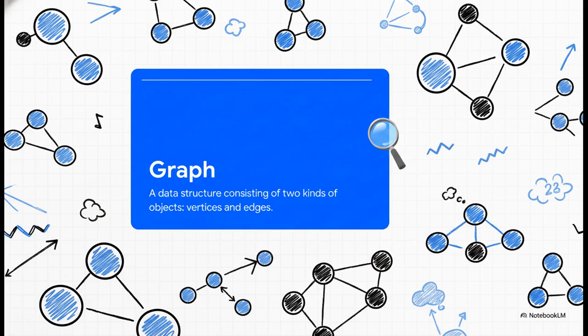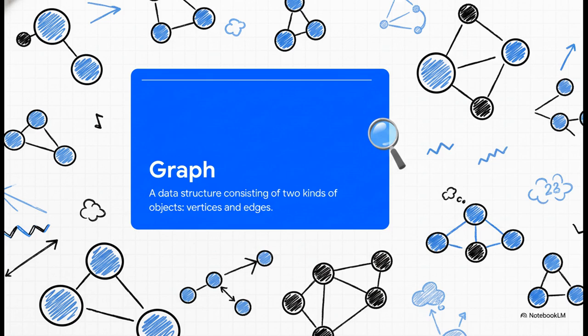At its absolute core, a graph simplifies the world down to just 2 fundamental building blocks. It's a data structure consisting of 2 kinds of objects. First, you have vertices. Depending on who you're talking to, you might hear these called nodes or entities. Second, you have edges, which are the relationships or arcs between those entities. Whether you call them nodes and relationships or vertices and edges, the underlying philosophy is exactly the same. You are elevating the connection to a first-class citizen in your database.